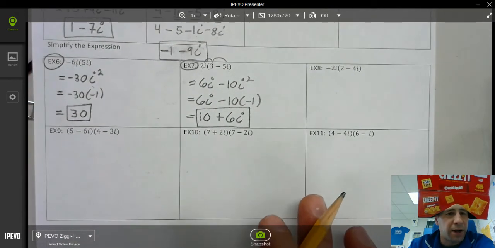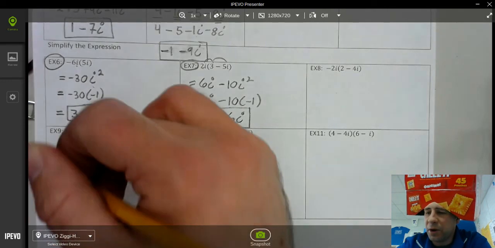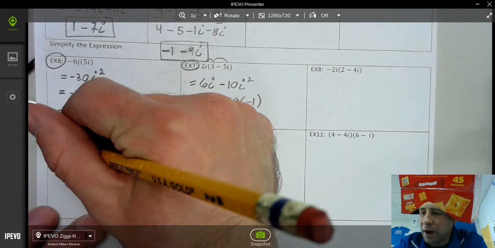All right, example number 9. We have binomials, so we know that we're going to multiply using the box method.